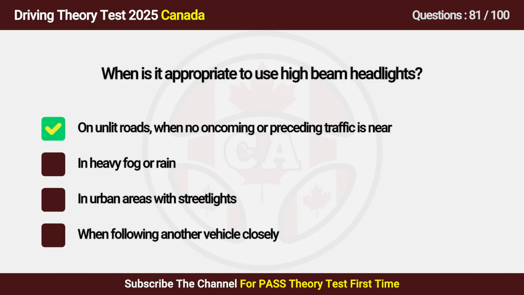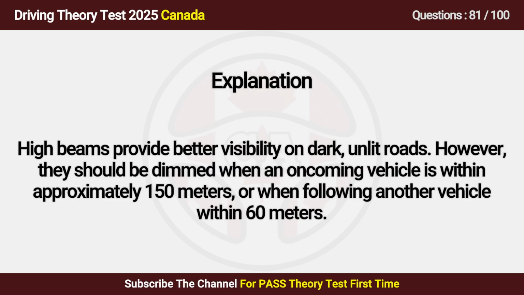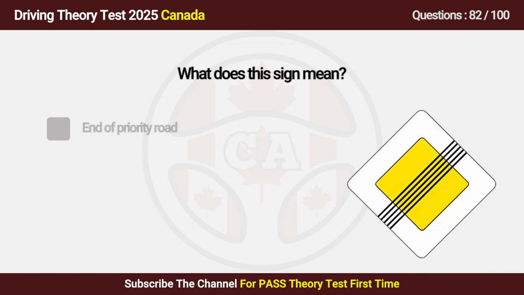Answer is A. On unlit roads when no oncoming or preceding traffic is near. High beams provide better visibility on dark, unlit roads. However, they should be dimmed when an oncoming vehicle is within approximately 150 meters, or when following another vehicle within 60 meters. Question 82. What does this sign mean?